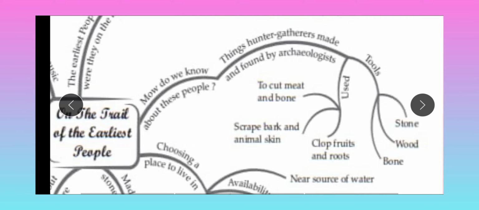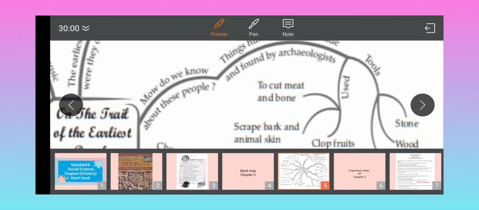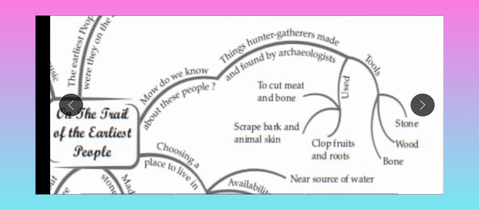So which kind of things? First one, tools made from stone, wood and bone. Next, which used things? The tools which they used to cut meat and bone, then scrape the bark and animal skin, then chop food and roots. Here again a print mistake, chop food and roots.